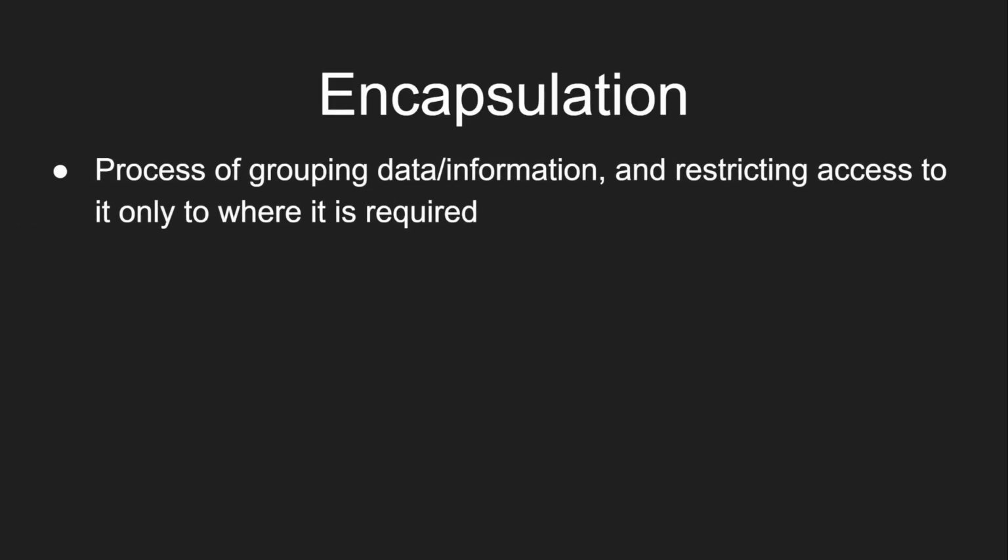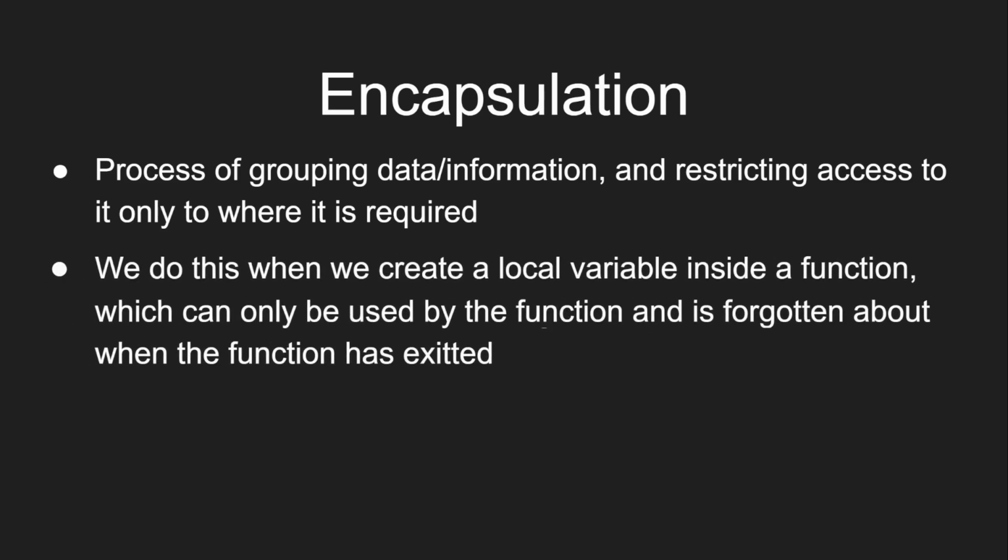By utilizing classes and objects, we are applying two key processes of programming: encapsulation and normalization. Encapsulation is the process of grouping data/information and restricting access to it only to where it's required. We do this when we create a local variable inside a function, which can only be used by the function and is forgotten about when the function has exited.